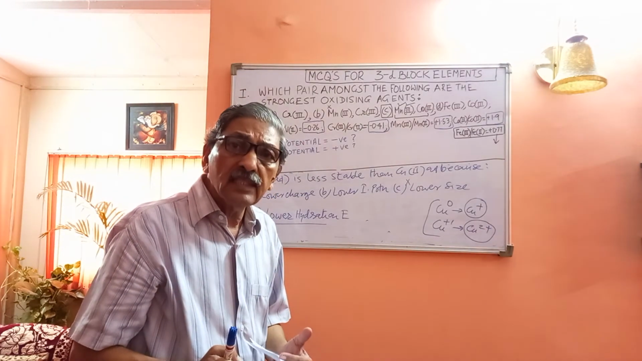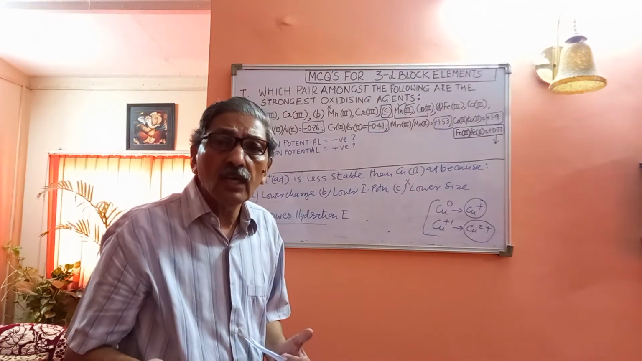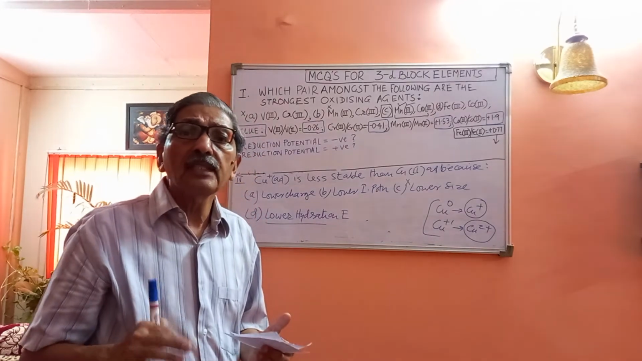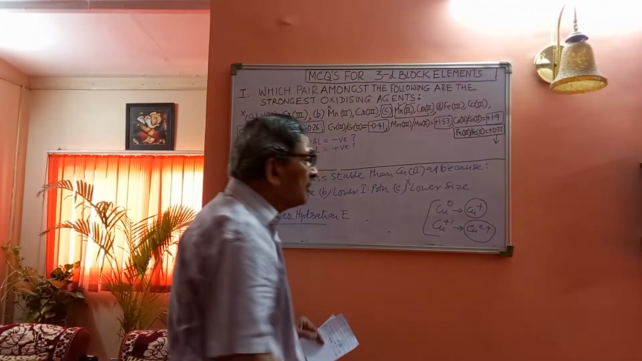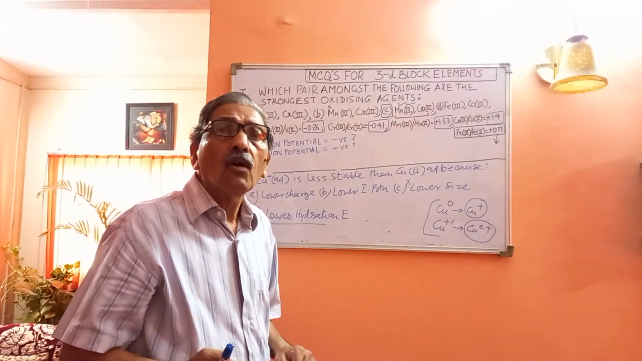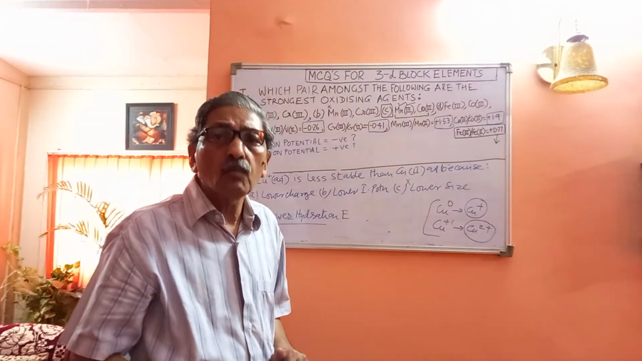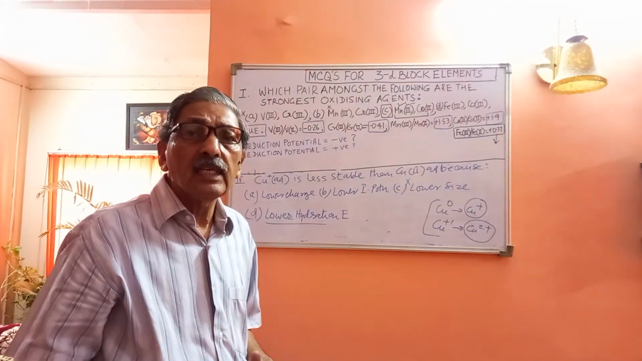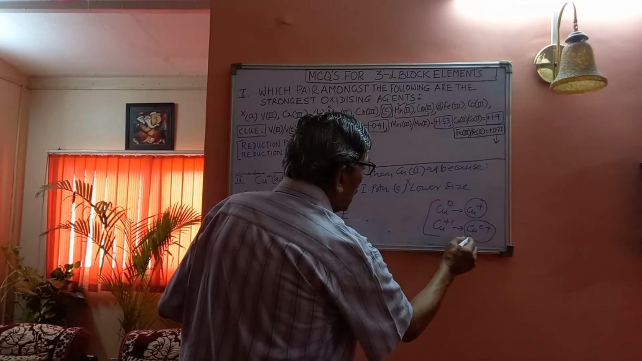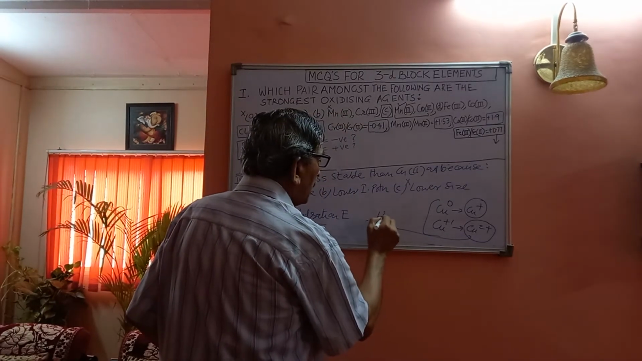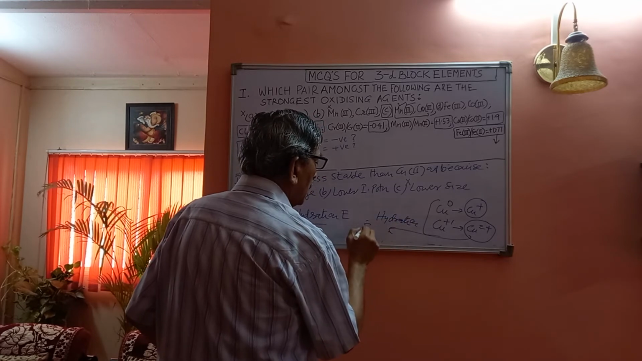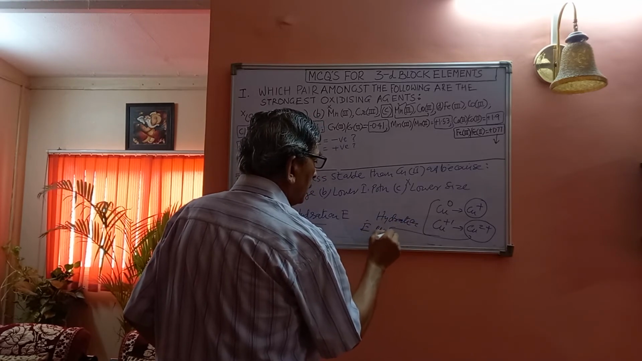It is a smaller size than copper plus, and it has doubly charged, so the charge density is much larger. According to Fajan's rule, if you remember, if your charge density is much larger, it will be able to attract the lone pair of the nucleophile or from water molecule much more effectively, and therefore the hydration energy for this species will be much higher. Hydration energy much higher.